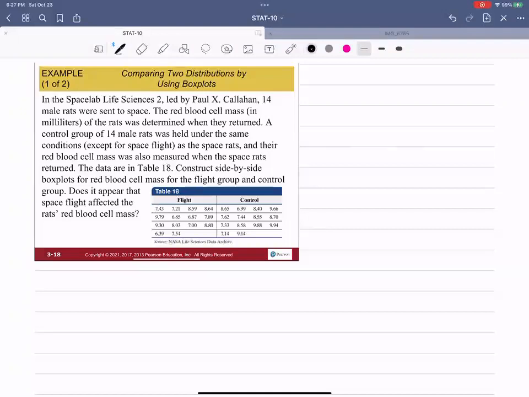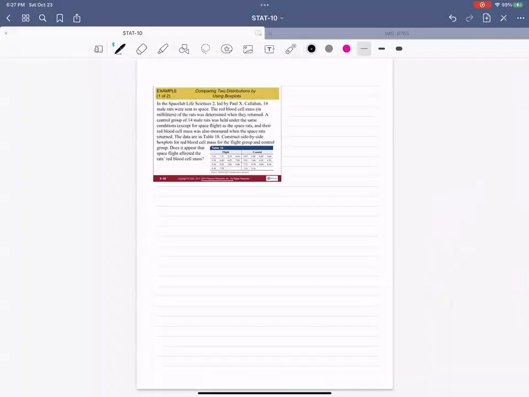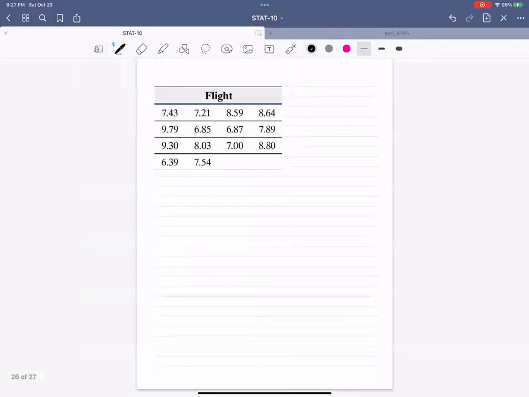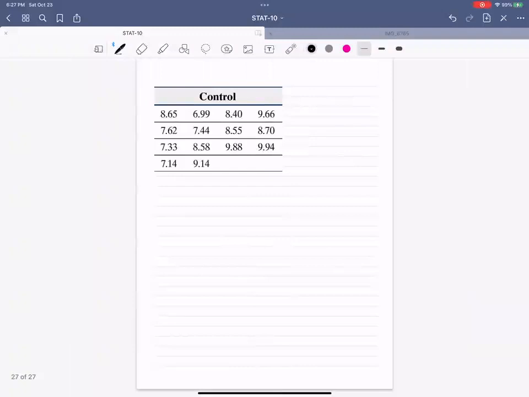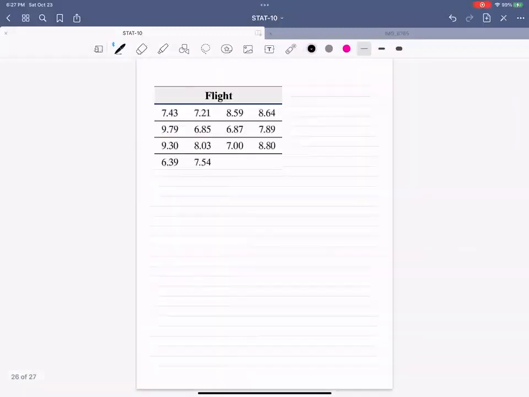All right, so here we have the data. I just took a picture of it. But since we're comparing 2 different data sets, what we'll do on this page is actually grab the data from both of them and compare them. But here we'll analyze the data for the flight rats and for the control rats. So starting with the flight rats, let's get our 5-number summary for this data set.